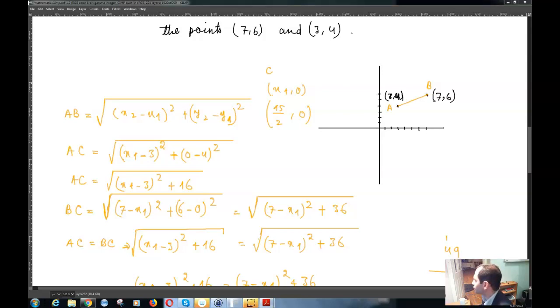The answer is actually right. And 15 halves is actually 7.5. So 1, 2, 3, 4, 5, 6, 7, and 7.5. This is 15 halves. And so these two distances are supposed to be the same. Meaning that if I call this point C with coordinates 15 halves, comma 0, then you can say that AC is equal to BC. That's basically this exercise over here.